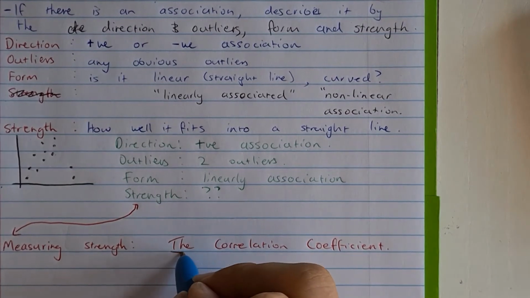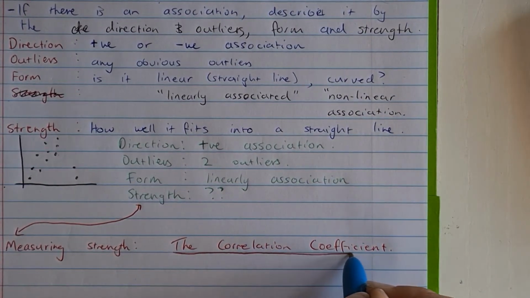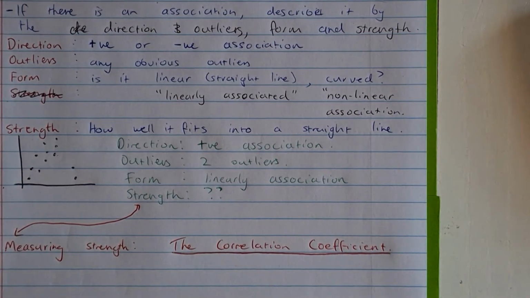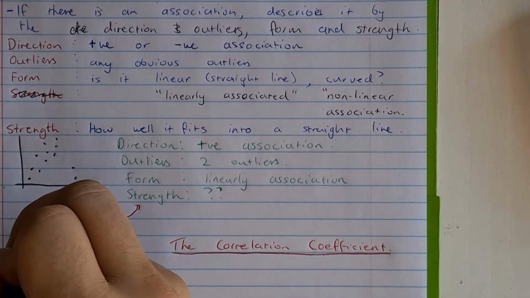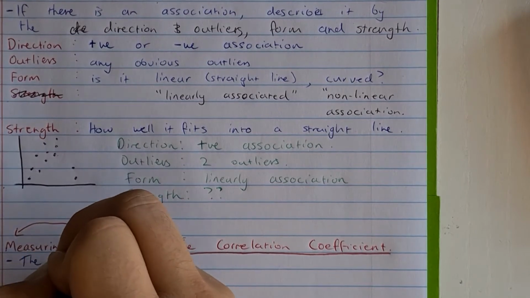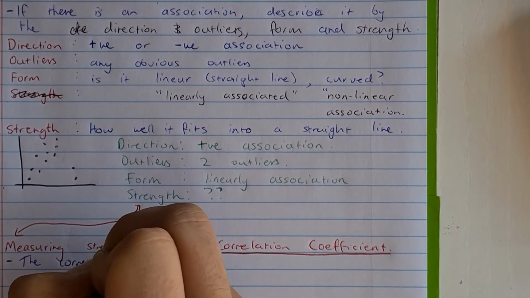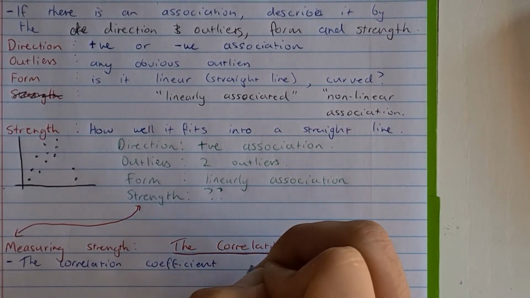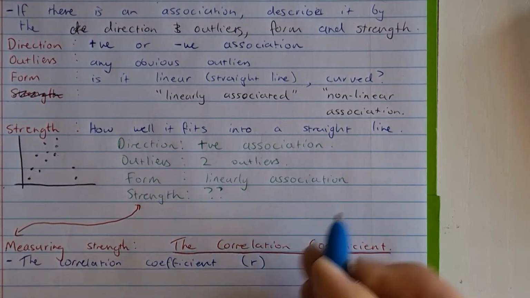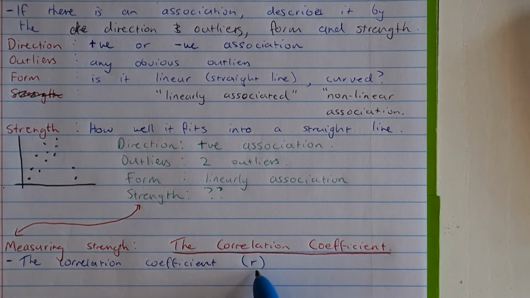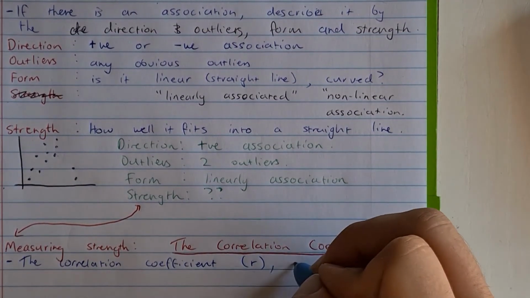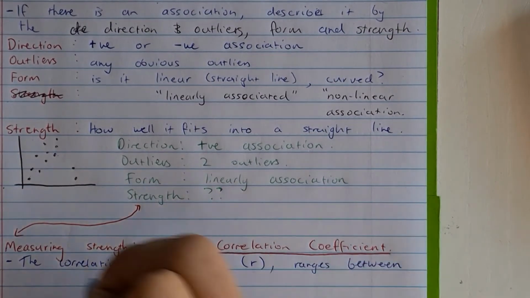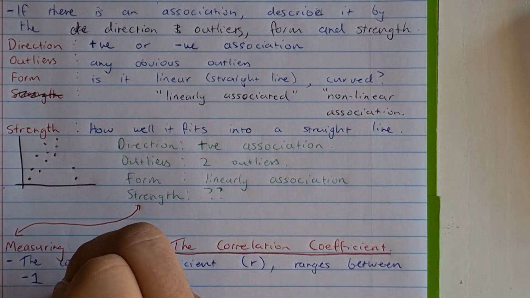Now I'm going to underline this because this is an important term that is going to pop out throughout the rest of statistics. Now the correlation coefficient, you will always see it denoted by the letter R. So the letter R is always the correlation coefficient. And it ranges between -1 and 1.